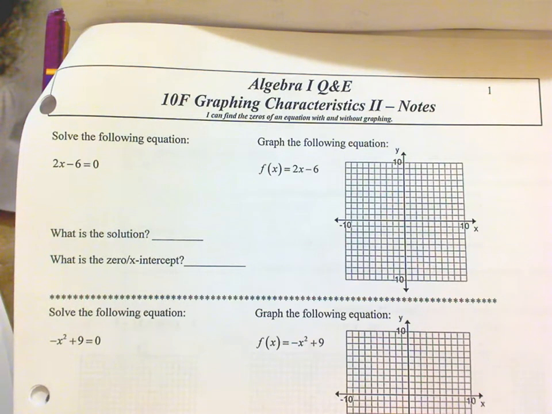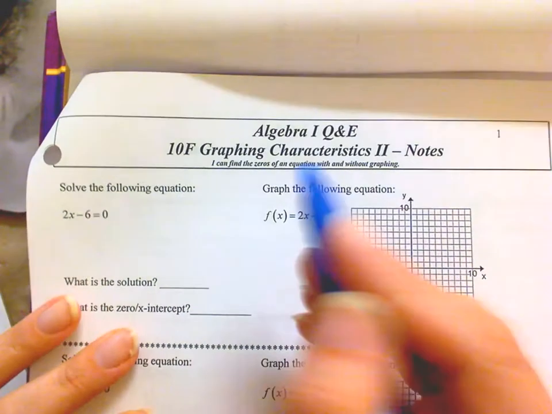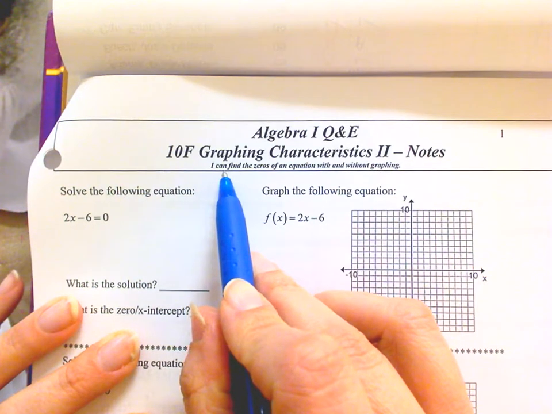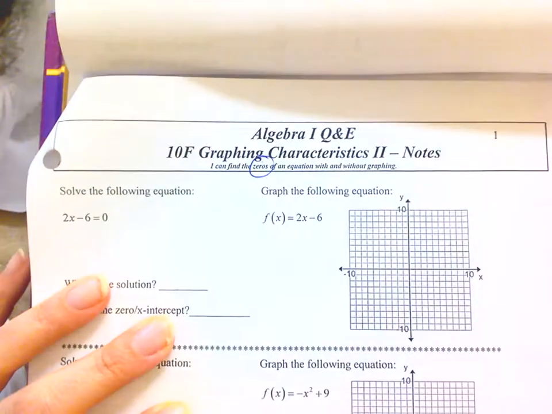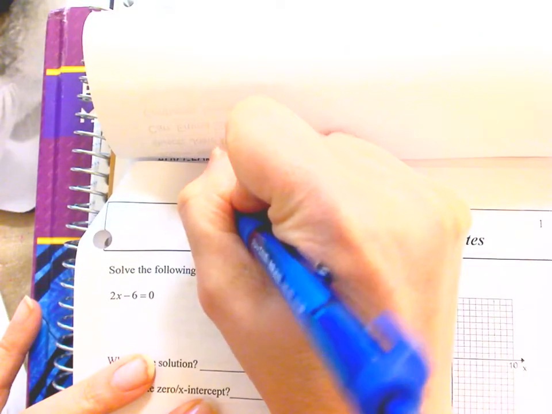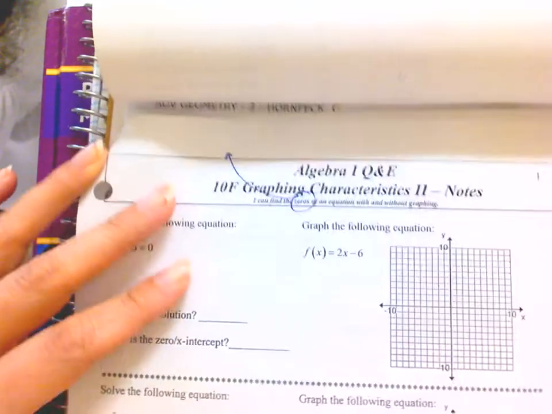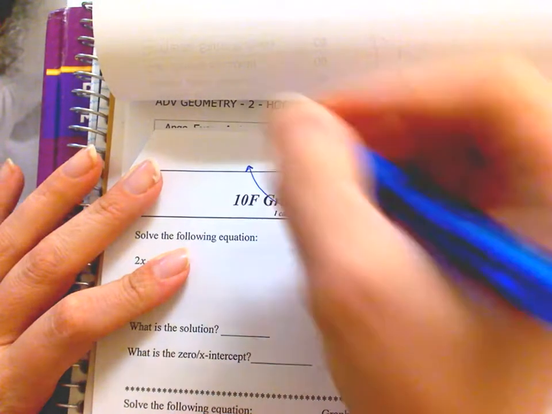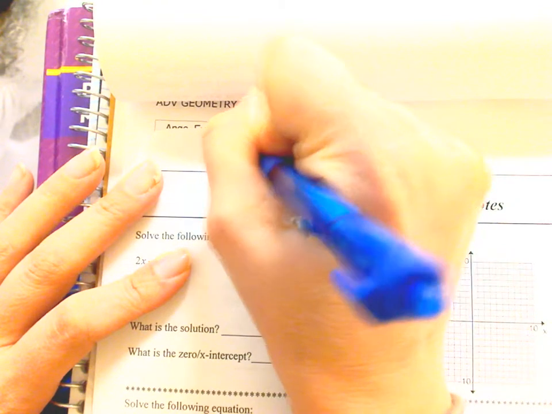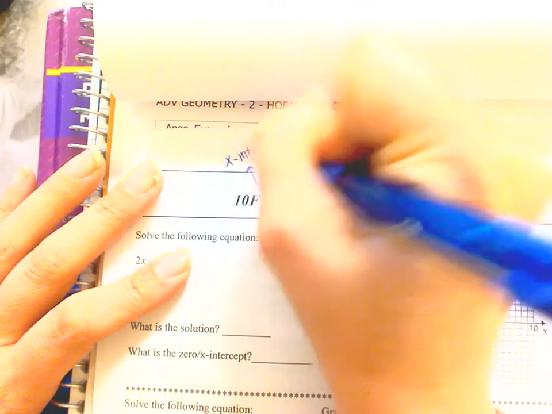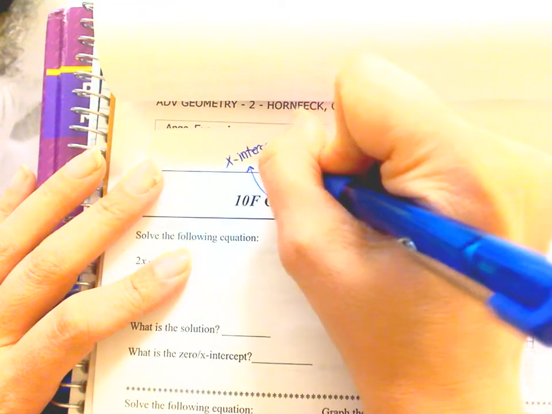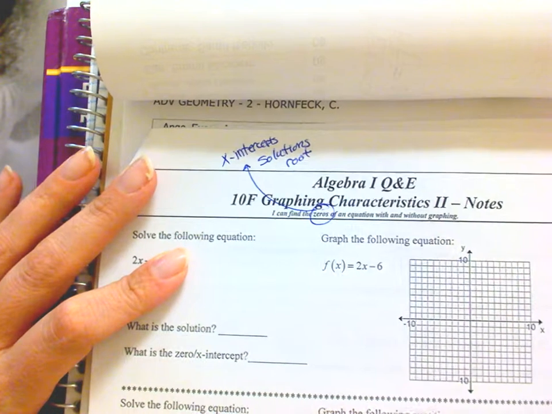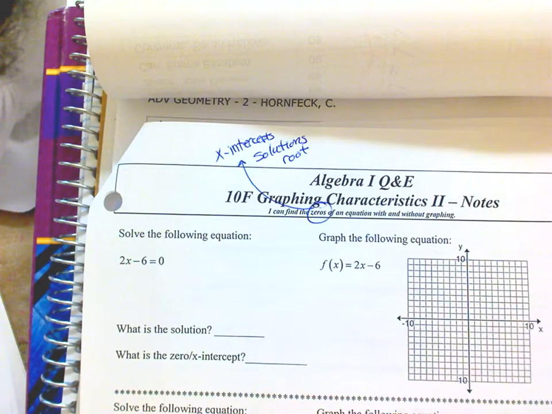The main big thing that you need to know, at the very top of your notes, in this little tiny writing, it says, I can find the zeros of an equation with and without graphing. Zeros, you might just want to write up here. There's a lot of other words we use for zeros. Zeros is one of the ones that the AIR test uses. Those are your x-intercepts. Those are your solutions. And those words are the same as roots. So anytime they're asking for the x-intercepts, solutions, the roots, the zeros, that all means the exact same thing.